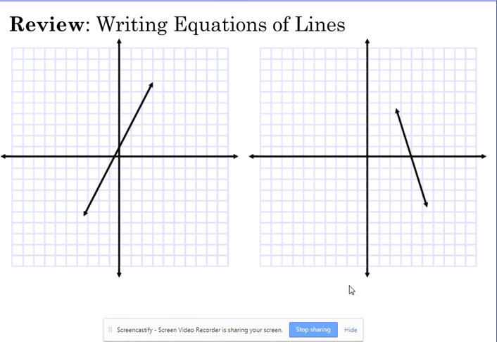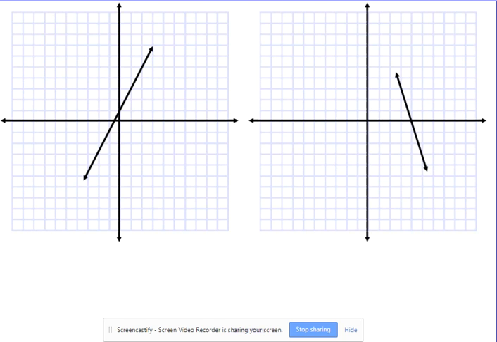Let's just review really quickly. If I had these lines just graphed, and I want to be able to write their equation, what would be the easiest thing on here? What do y'all think the easiest part to figure out of that equation would be? The y-intercept. So the y-intercept here is positive 1, so that makes it pretty easy.